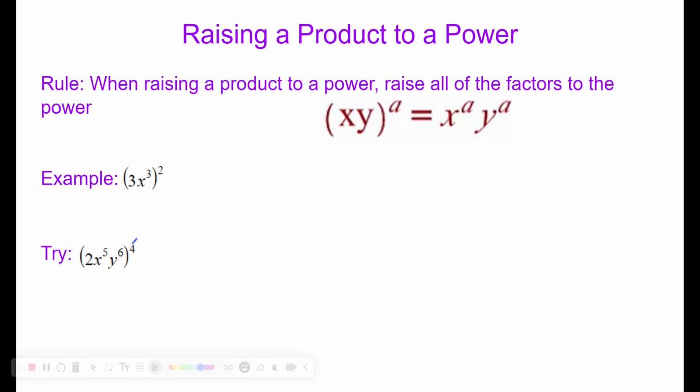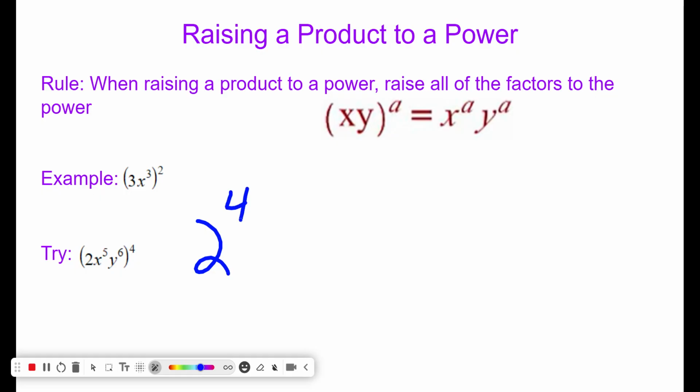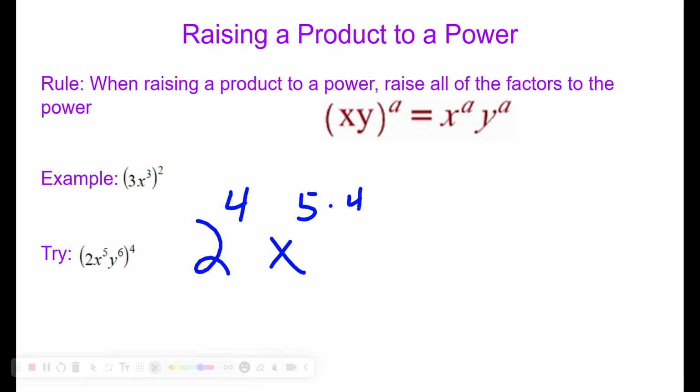We have 2 raised to the fourth power, x to the fifth raised to the fourth power, and y to the sixth raised to the fourth power. So let's just parse that out a little bit. 2 is being raised to the fourth power, x is being raised to the fifth power times 4, and y to the 6 times 4.